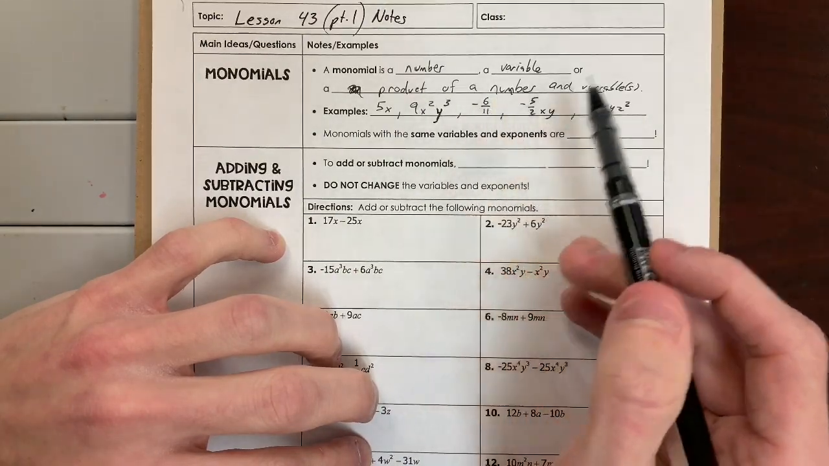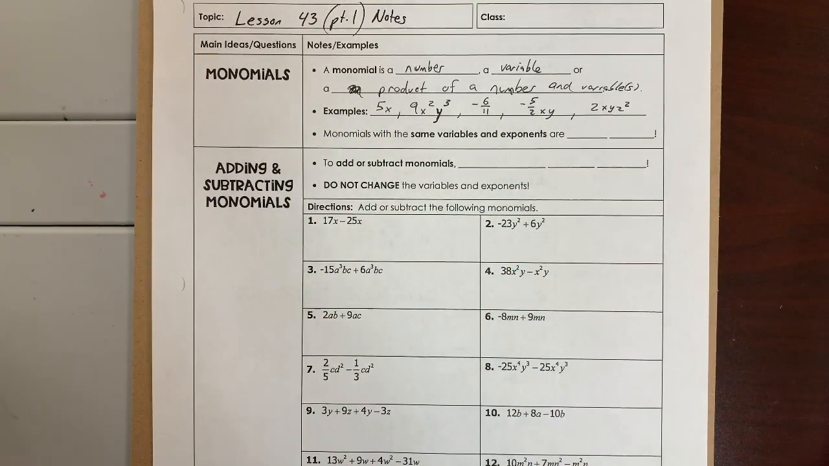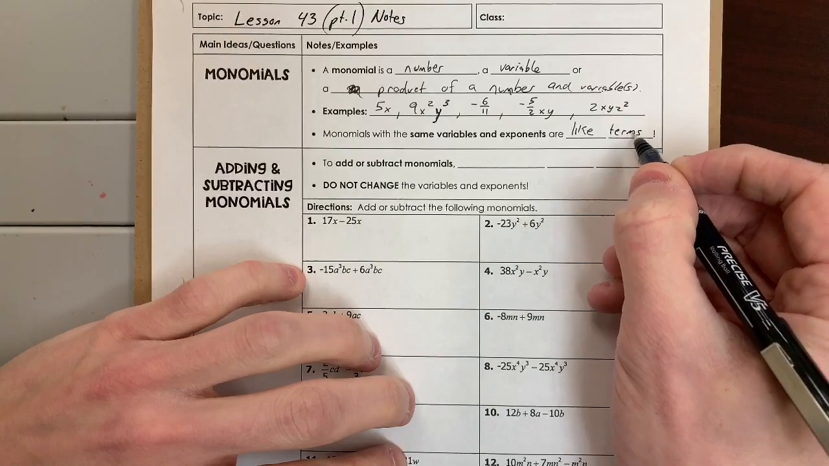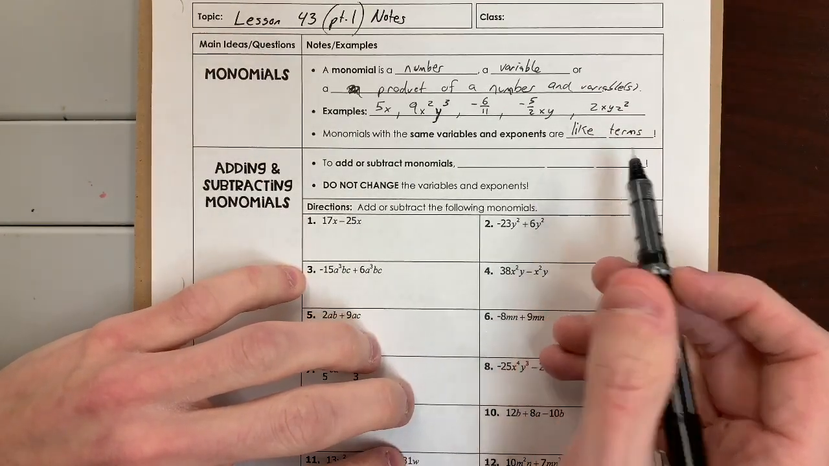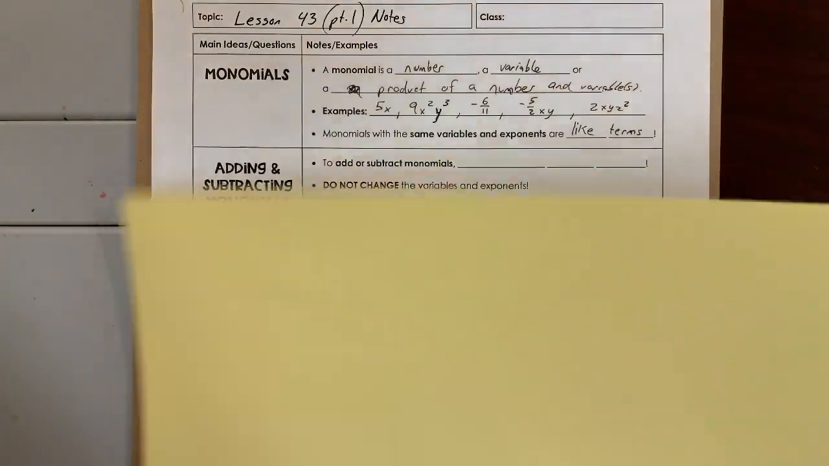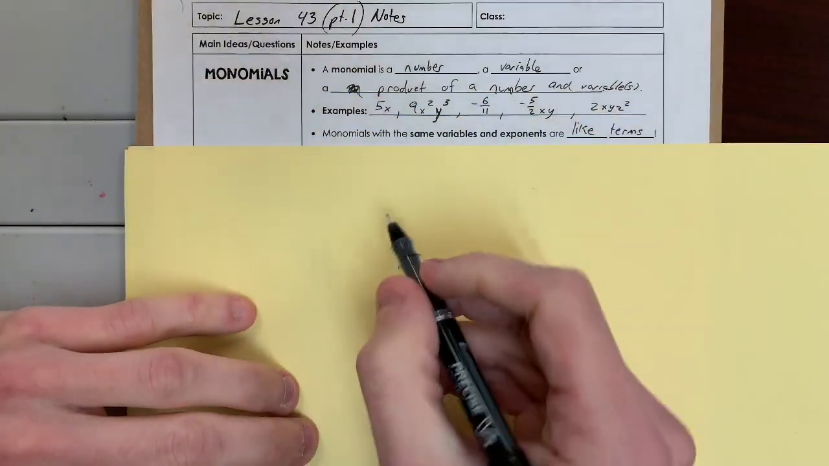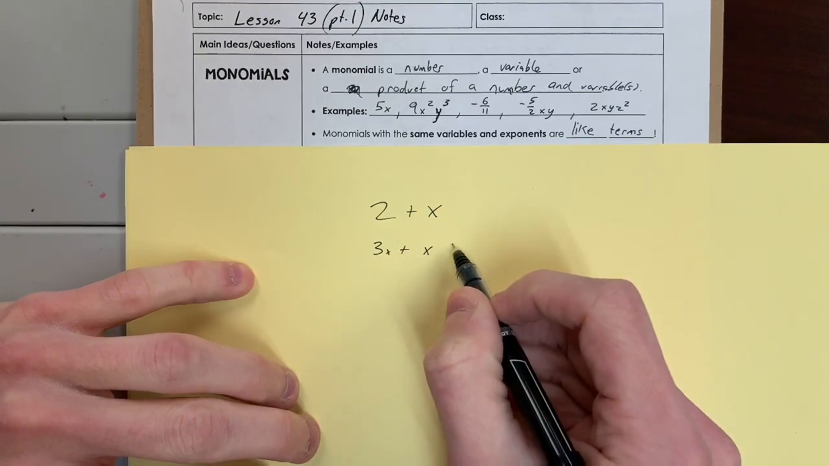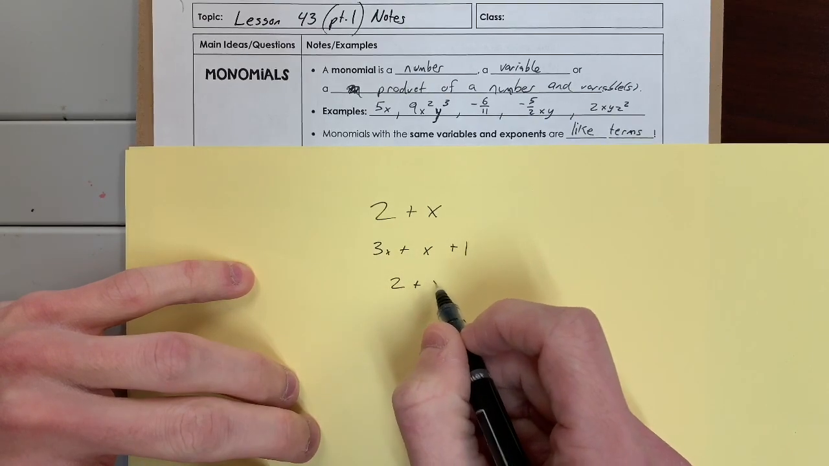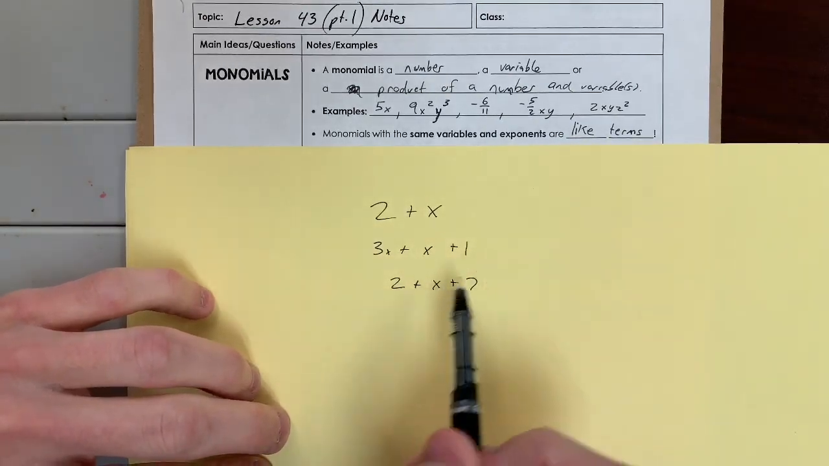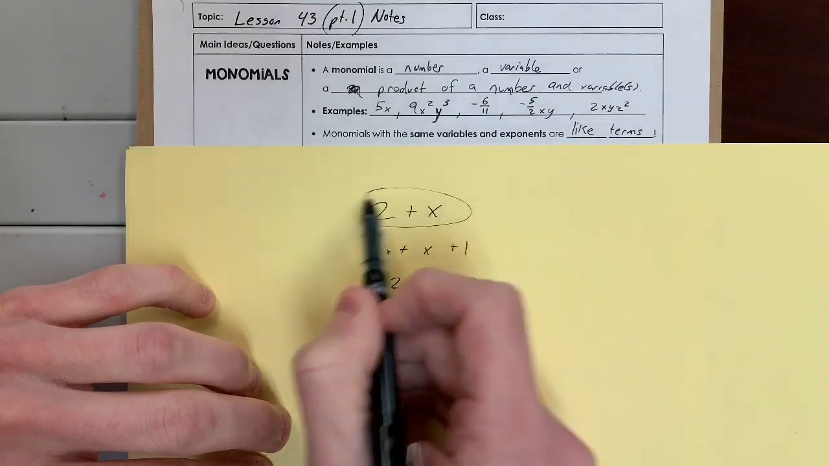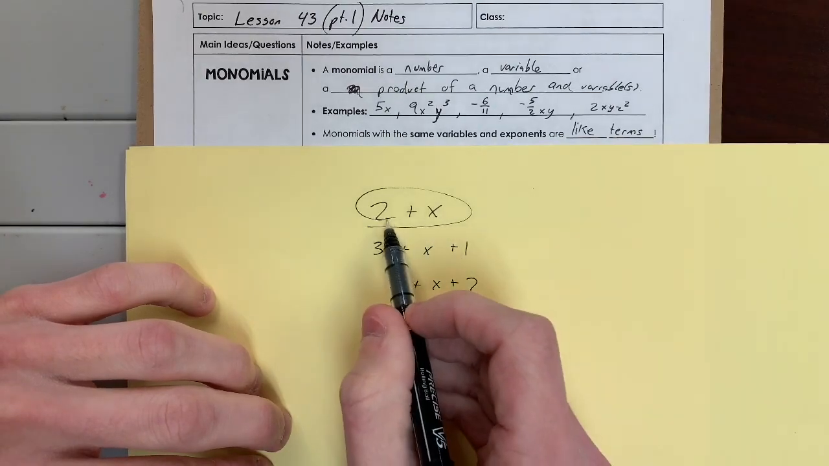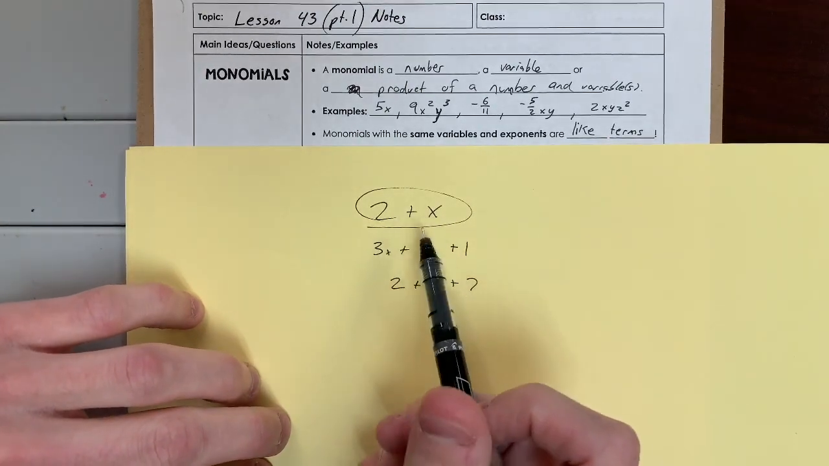Still a monomial. Monomials with the same variables and exponents are like terms. So you should be pretty good with like terms by now. All that means is, let me switch over to this real quick. All like terms means is 2 plus x, or 3x plus x plus 1, or 2 plus x plus 7. So these are all different problems here. This one is already simplified because this does not have an x and this does have an x.